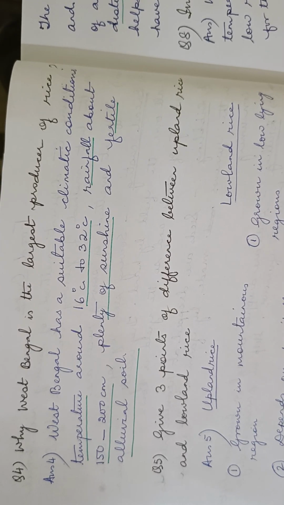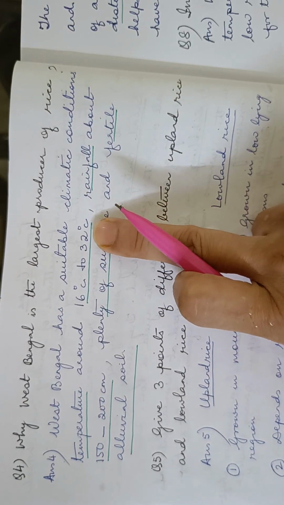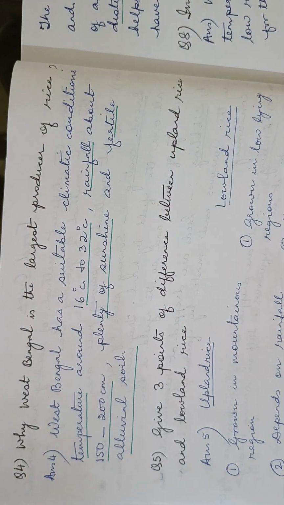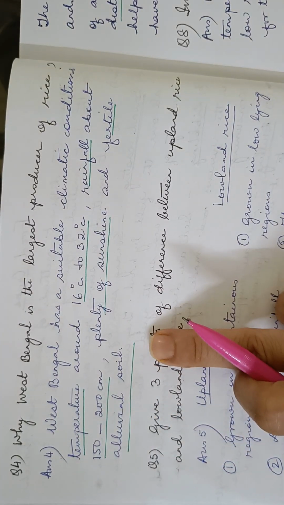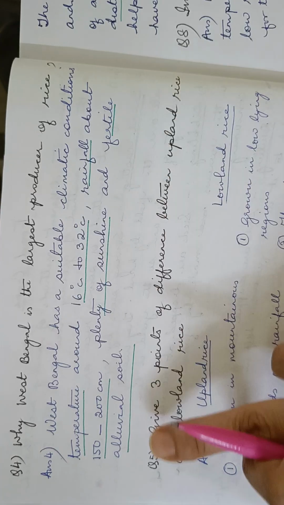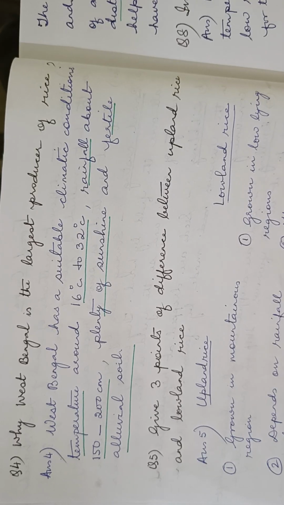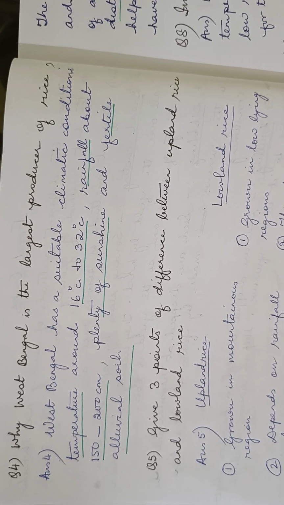West Bengal has a suitable climatic conditions. Temperature around 16 to 32 degrees Celsius. Children, I have highlighted the 16 to 32 degrees Celsius. Rainfall about 150 to 200 centimeter. Plenty of sunshine and fertile alluvial soil. So these all are there in West Bengal, which is very suitable for cultivation of rice.